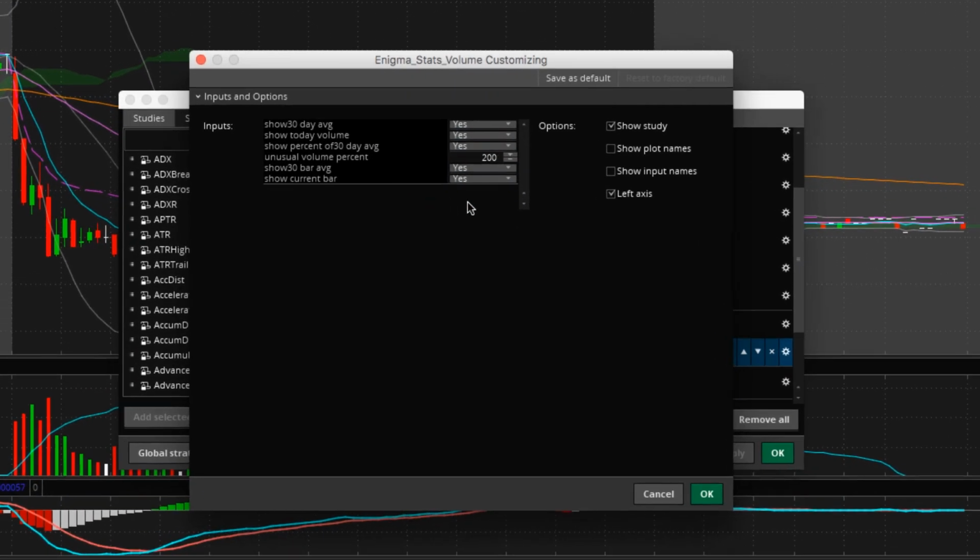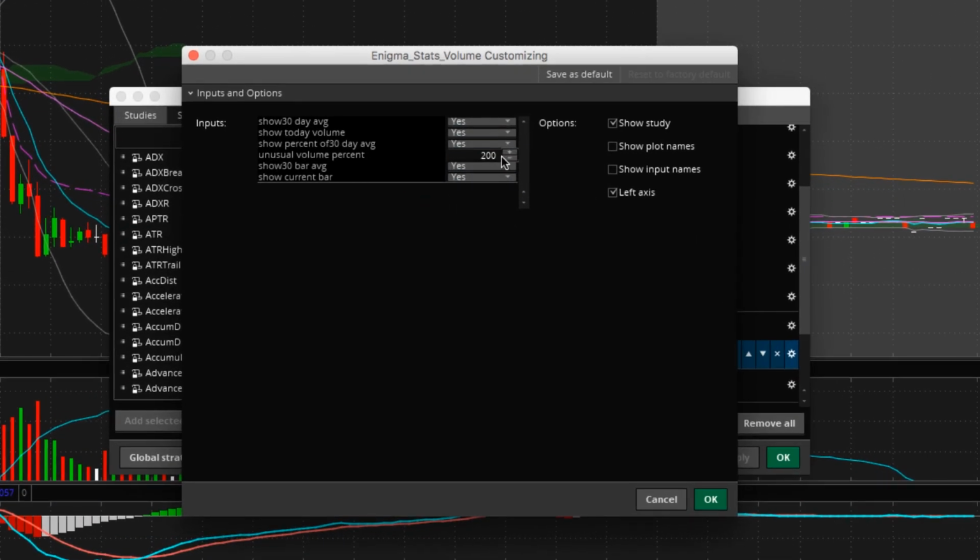Another setting you can configure is the unusual volume percentage. So by default, as I mentioned, this indicator will have the unusual volume percent set at 200%, but you can set that at any percent you want. It could be 200, 300, or even 1,000. And 1,000 may sound like a very high number, but there are many securities that reach unusual volume levels of 1,000, 2,000, 3,000, sometimes even 4,000. So it's important to set this according to what you want to be looking at for unusual volume.